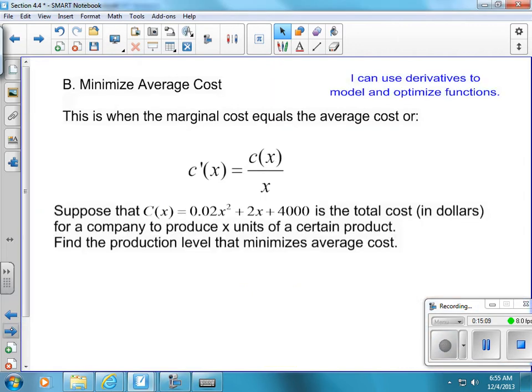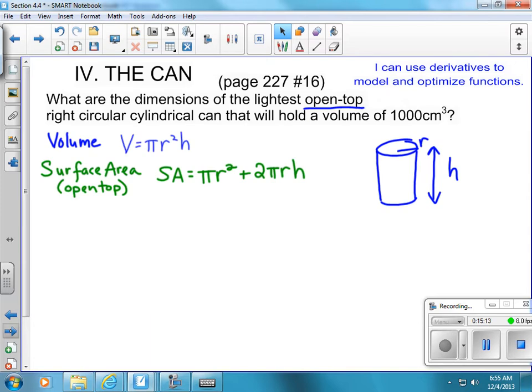All right, last but not, I'm not gonna do that one. Last but not least is the can problem. Okay, what are the dimensions of the lightest open top right circular cylindrical can that can hold a volume of 1,000 centimeters cubed? All right, I drew a picture of the can.